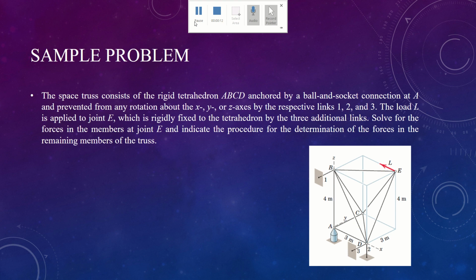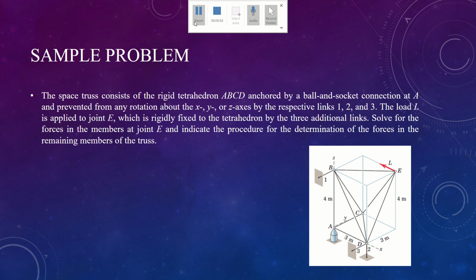Now the space truss consists here, as shown here, of a rigid tetrahedron defined by A, B, C and D, anchored by a ball and socket joint connection at A and prevented from any rotation about x, y or z axis by the respective links 1, 2 and 3. The load L is applied at joint E, which is rigidly fixed to the tetrahedron by 3 additional links. Solve for the forces in the members at joint E and indicate the procedure for determination of the forces in the remaining member of the truss.